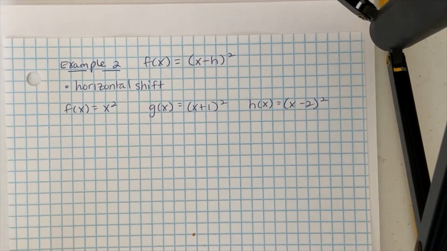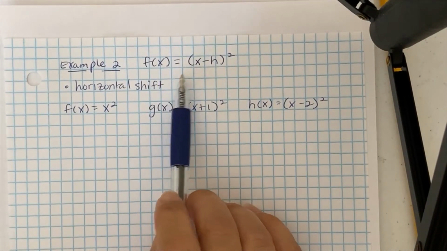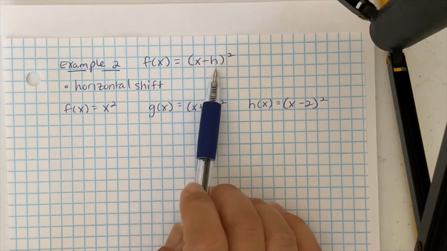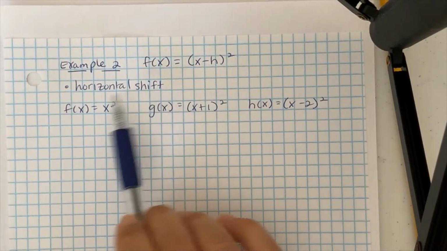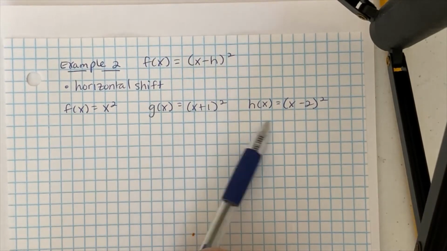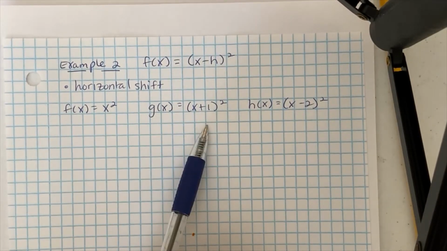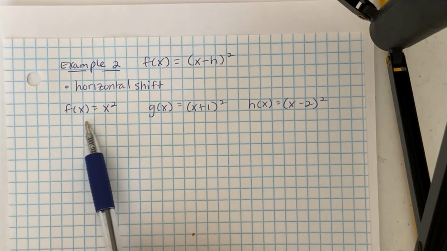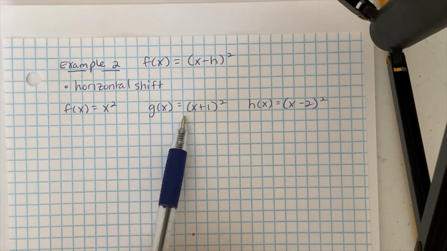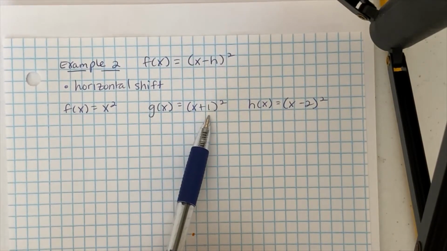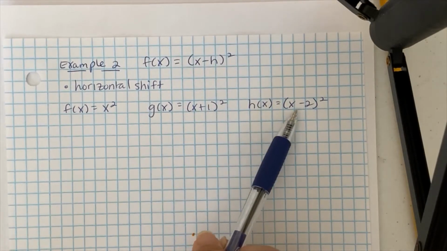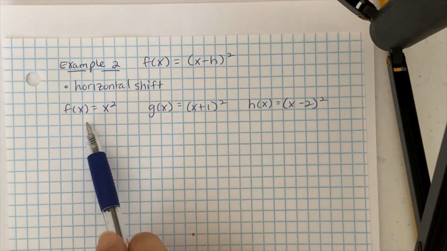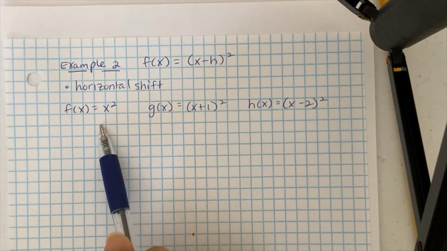In this example, example 2, we're going to do f of x equals the parentheses x minus h closed squared. So these are known as your horizontal shifts. Again, we're going to graph the same three functions, all on the same coordinate grid. f of x is equal to x squared. g of x is now equal to the parentheses of x plus 1 closed squared. h of x is equal to parentheses x minus 2 closed squared. So again, this is our parent function here.